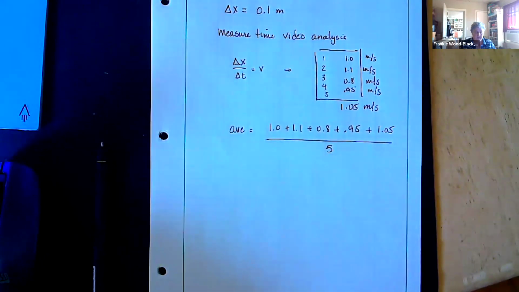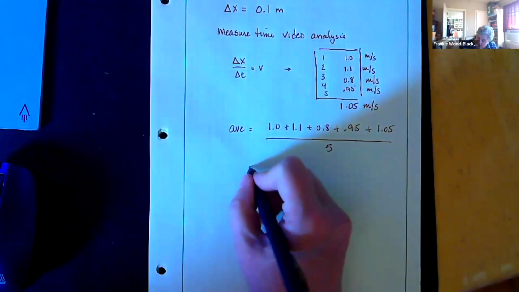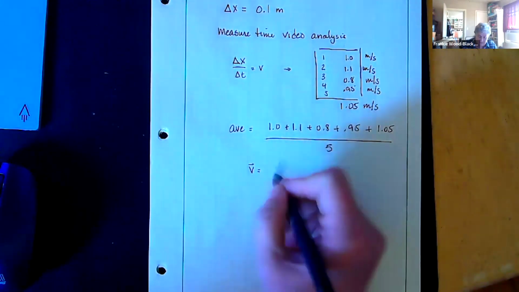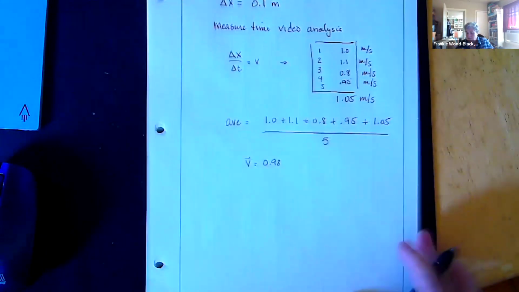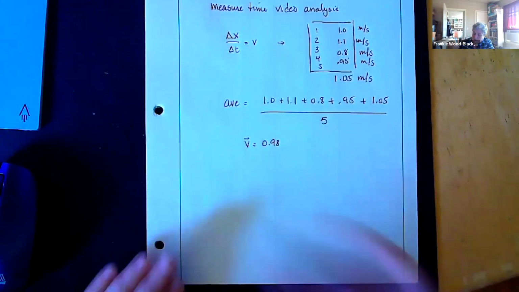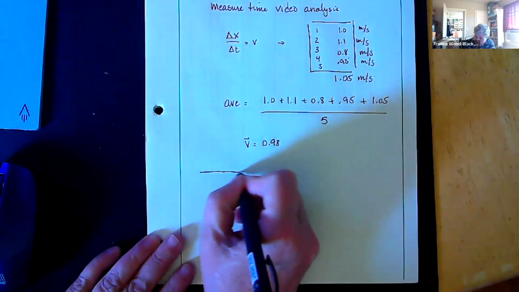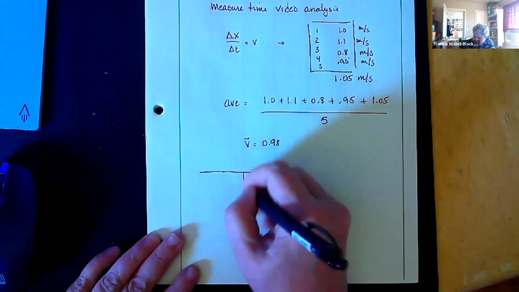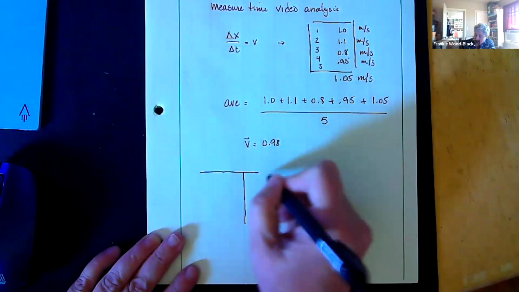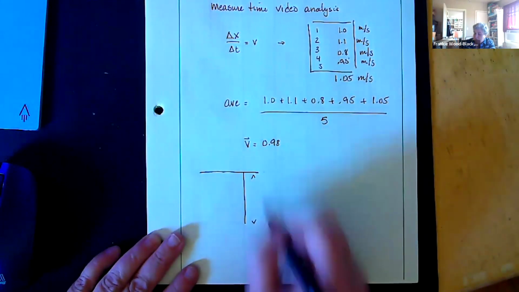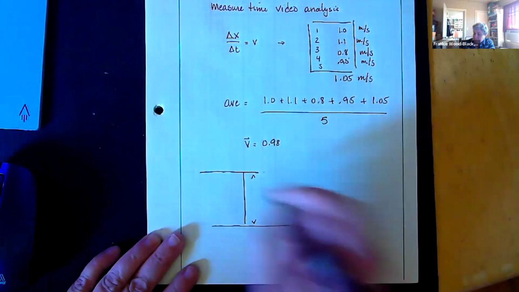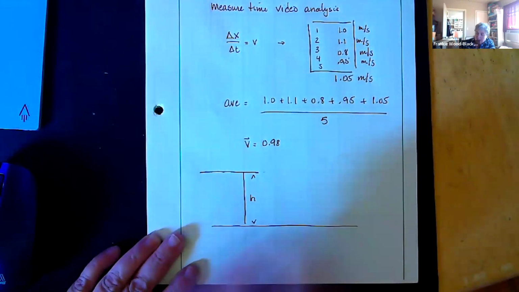Divide by 5 gives me my average velocity, which is 0.98. So what we have now for our experiment is, here's my tabletop. We're going to need to measure the distance between the tabletop and the floor. That's going to be h.